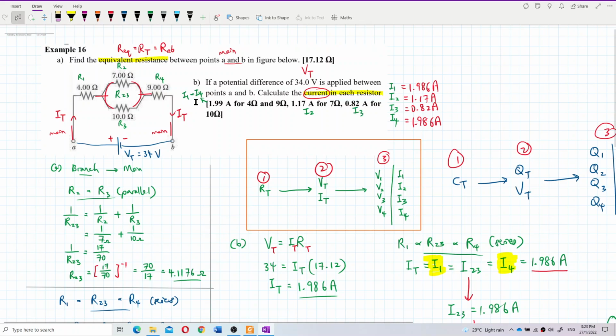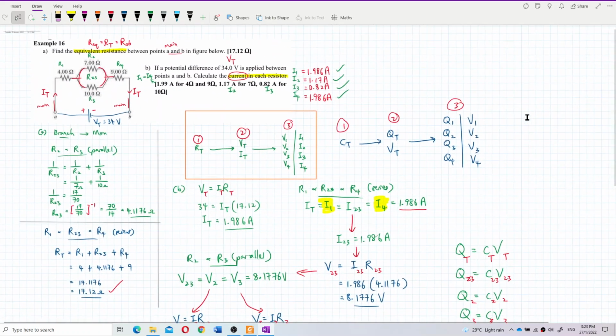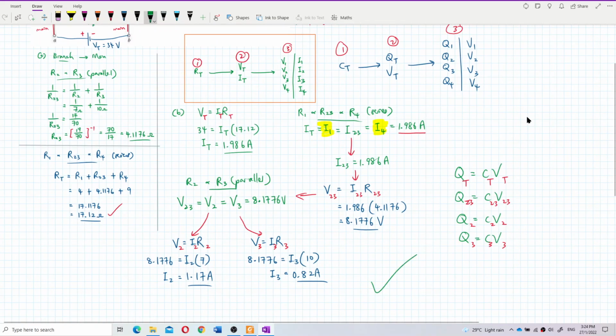Okay, is my answer correct? I1 and I4 is 1.99. Yes, it's correct. And then for I2 is 1.17. That's correct again. And then for I3 is 0.82. That's correct. So my answer is correct. A big tick over there. It's correct for everything I have done.